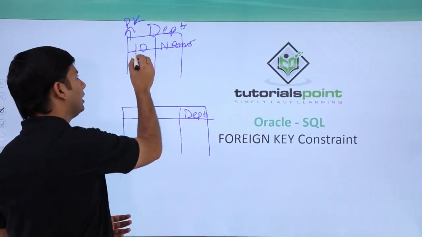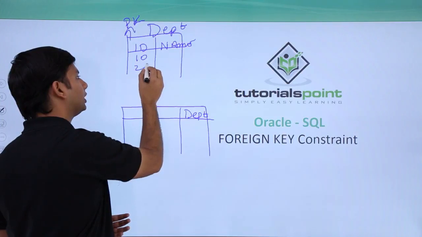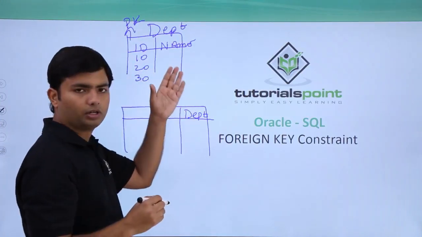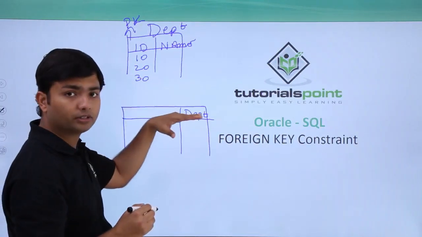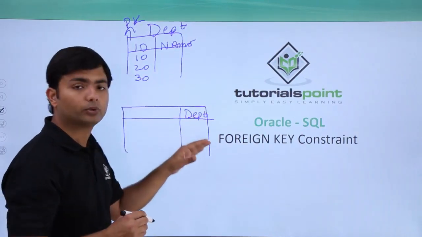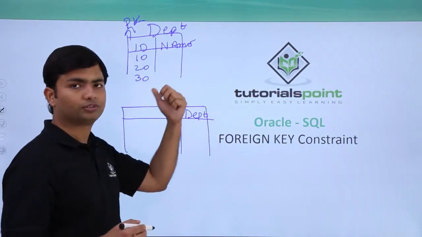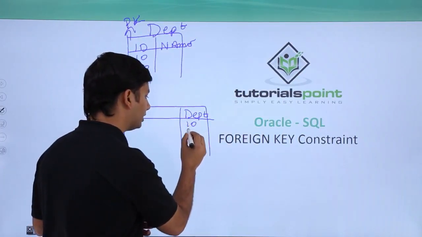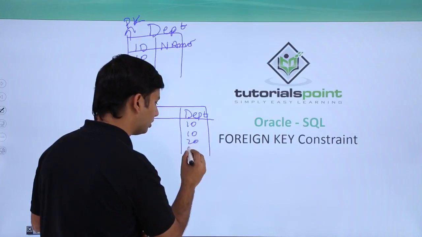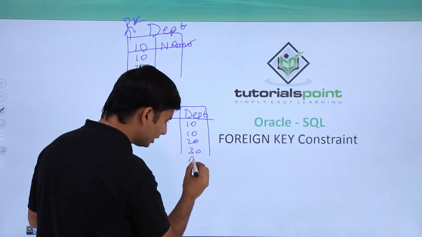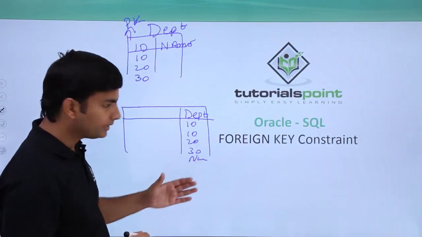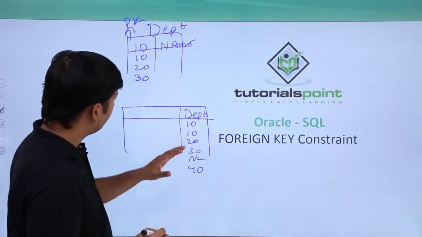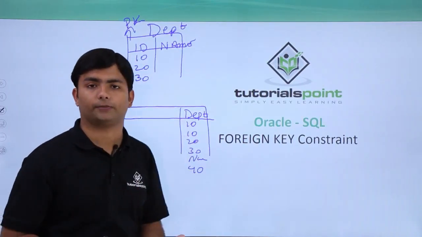For example, if I have the departments 10, 20, 30, and only these three departments, each and every employee would be working in one of these departments. So for each record I will enter 10 or 20 or 30, or maybe null also. But no employee can have department 40, because we don't have department 40.